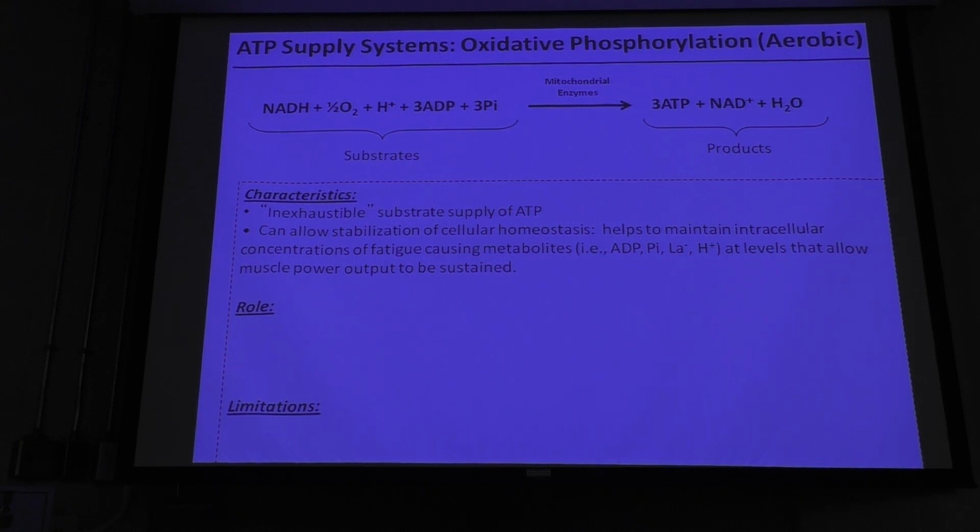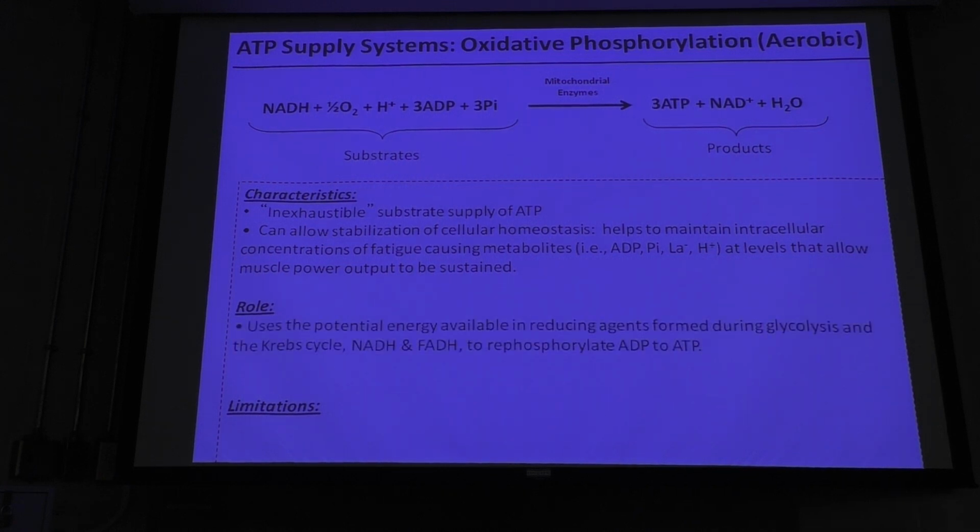So if inorganic phosphate is one of those very critical fatigue causing metabolites, you would like to prevent the rate at which it accumulates. One of the ways to do that is to try to turn on oxidative phosphorylation more quickly and rely less on phosphocreatine degradation and glycolysis as energy sources. Okay?